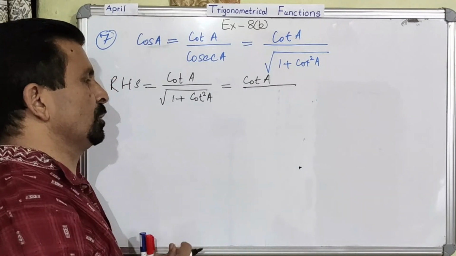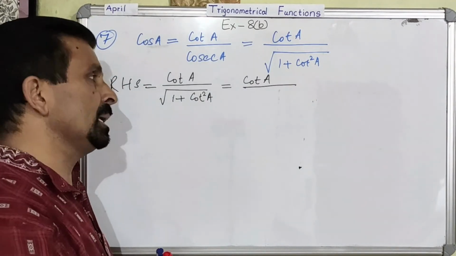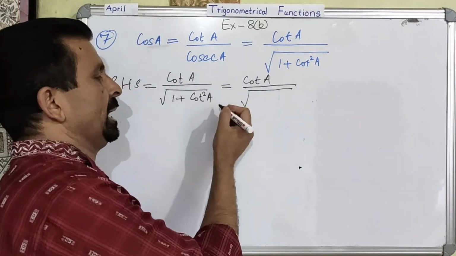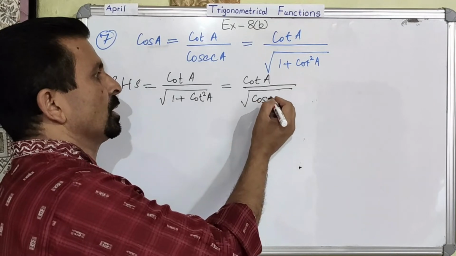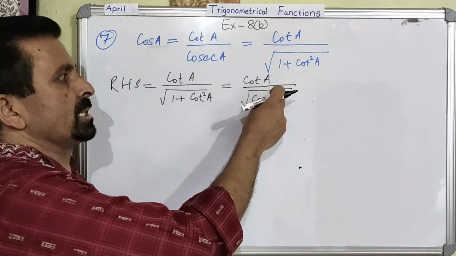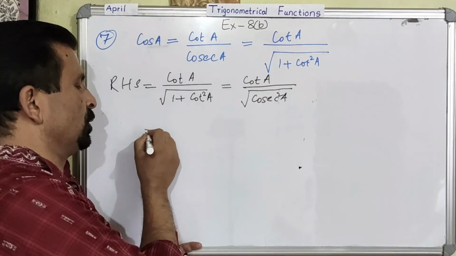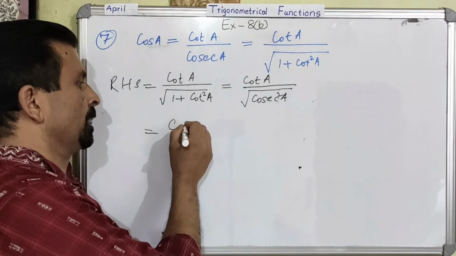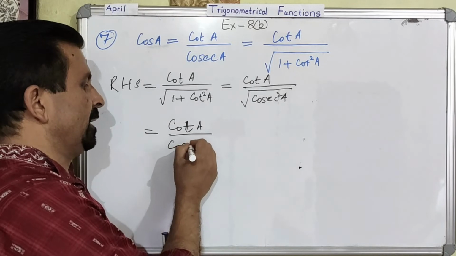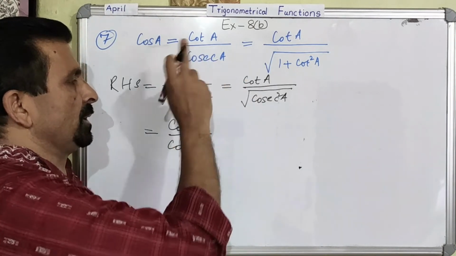Now I will come to the denominator. 1 plus cot square A. Do we have any trigonometrical identity? Yes. The trigonometrical identity for 1 plus cot square A is cosec square A. Cosec square A. Very simple now. Now you know that this is square and this is the root sign, so square and square root will cancel each other, and therefore you will be left with cot A over cosec A. Now you have got your first result.